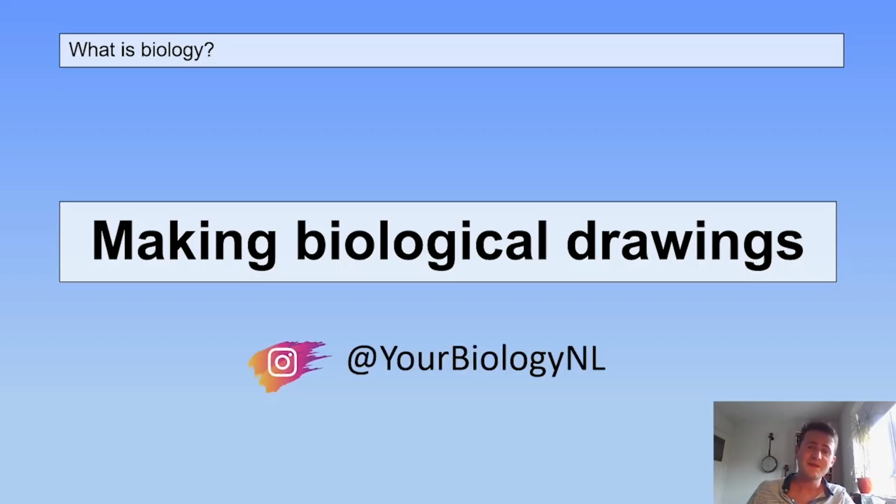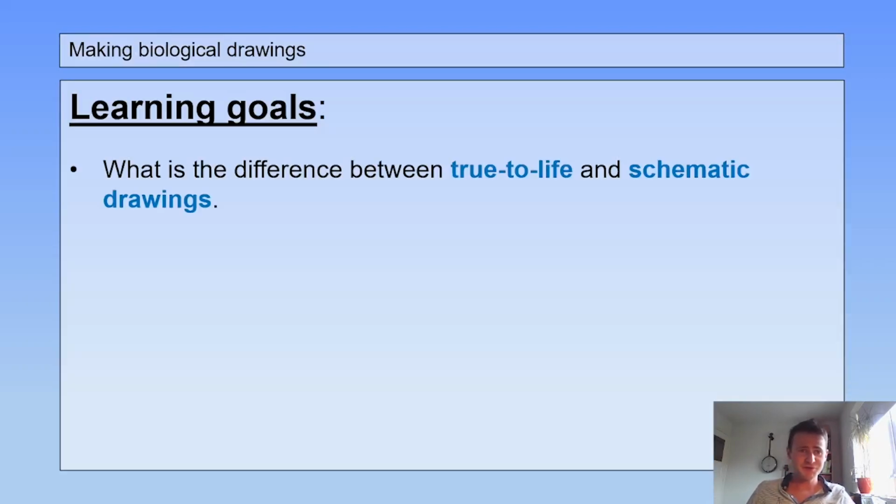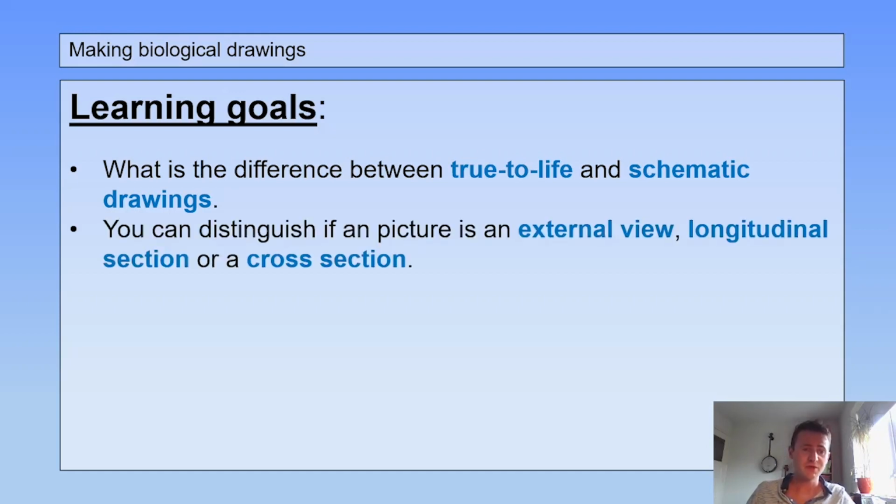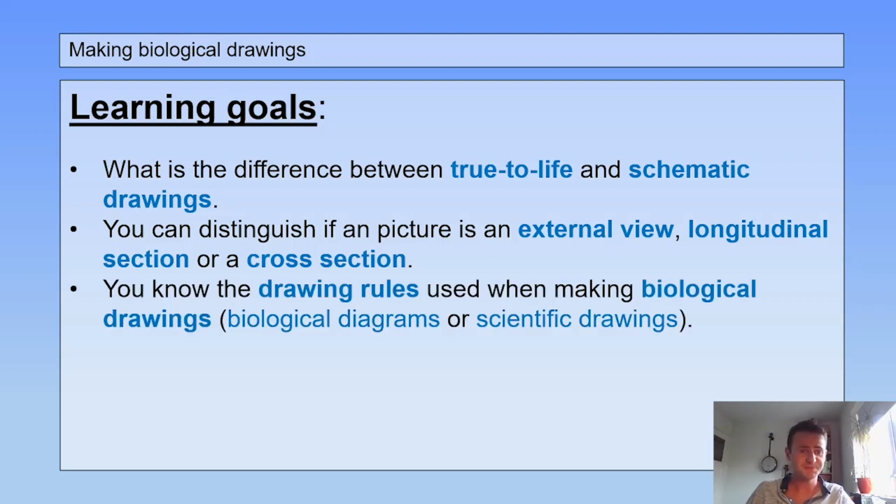Hi and welcome. In this lesson you will learn how to make biological drawings. The learning goals: you learn what the difference is between true to life and schematic drawings. You can distinguish if a picture is an external view, a longitudinal view, section, or a cross section. You know the drawing rules used when making a biological drawing. Sometimes it's called biological diagrams, sometimes it's called scientific drawings. They're all the same. I will refer to them as biological drawings.